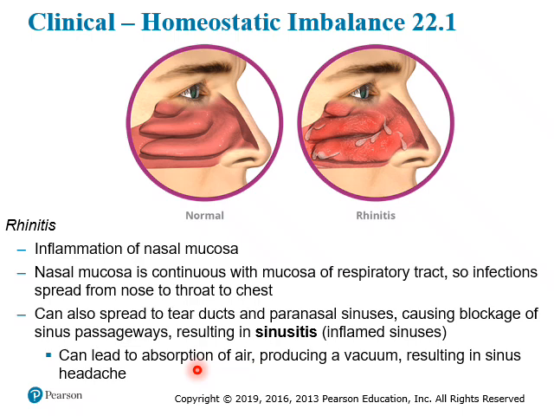When the nasal mucosa gets inflamed, this will trigger what you call rhinitis. It can also spread to tear ducts and paranasal sinuses, causing a blockade of the sinus passageway, resulting in sinusitis, or inflamed sinuses, which can lead to absorption of air producing a vacuum, resulting in sinus headache.